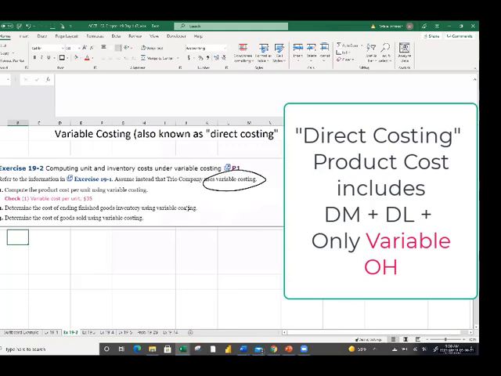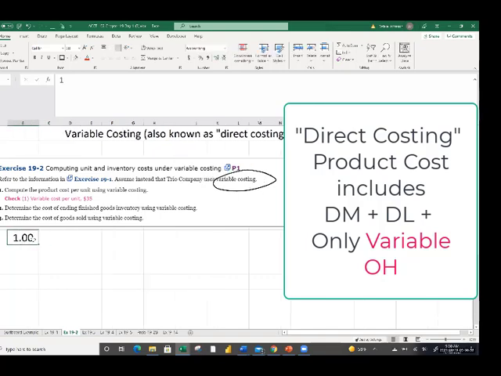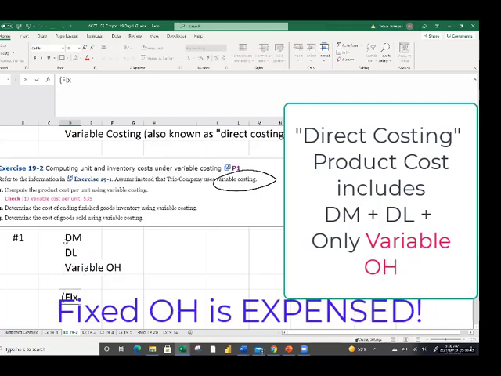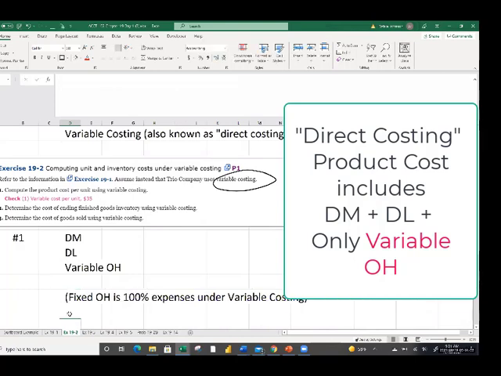in practice. So this time, product costs are comprised of not everything that we've been doing. Still direct materials, still direct labor, but only the variable overhead. Why? Because as a reminder, the fixed overhead is 100% expensed under variable costing. It's taken out of the mix because it's usually something that we can't control.